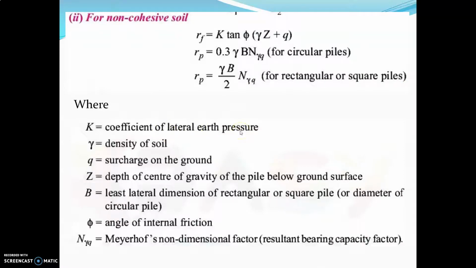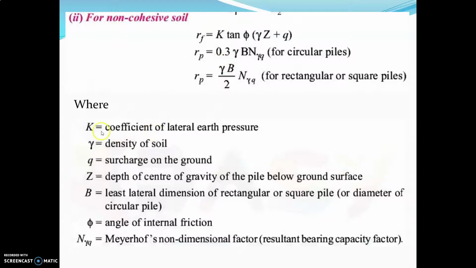All of you know this. What is the coefficient of earth pressure? Gamma is the density of soil and Q is the surcharge on the ground, and Z is the depth of the center of gravity of the pile below the ground surface, and B is the least lateral dimension of a rectangular or square pile or the diameter of a circular pile. Phi is the angle of internal friction, and N gamma Q is Mehra's non-dimensional factor, that is, the bearing capacity factor. So using this equation for RF and RP, you can find the ultimate bearing capacity.